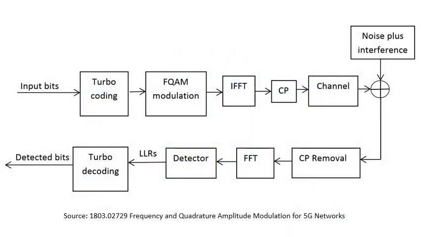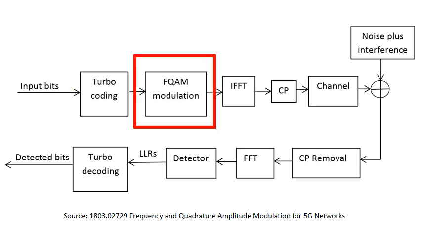Here is a transmission-reception model for a signal using FQAM modulation. First, the input data bits gets interleaved and turbo-coded, a forward error correction method typically used in 3G and 4G to achieve a reliable transmission.